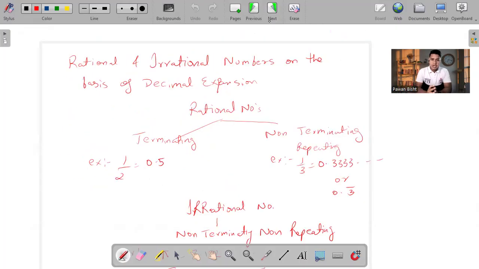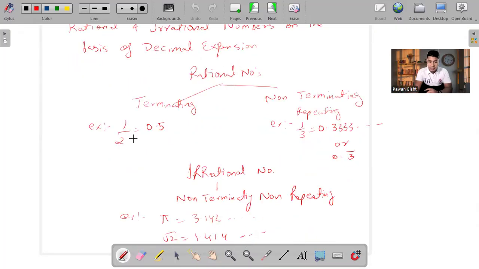Now, rational and irrational numbers on the basis of decimal expansion. This is very important to identify rational and irrational numbers on the basis of their decimal expansion. If we talk about rational numbers, their decimal expansions are either terminating or non-terminating repeating. Terminating means if I divide 1 by 2, I get 0.5. The decimal expansion terminates now. You cannot get any further number after this. So this type of decimal expansion is called terminating decimal expansion.